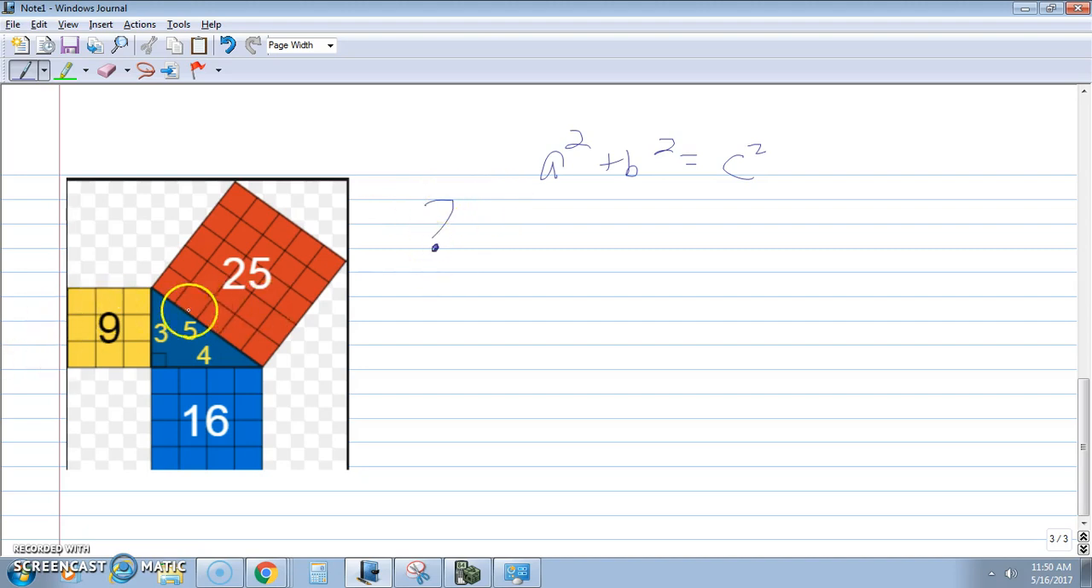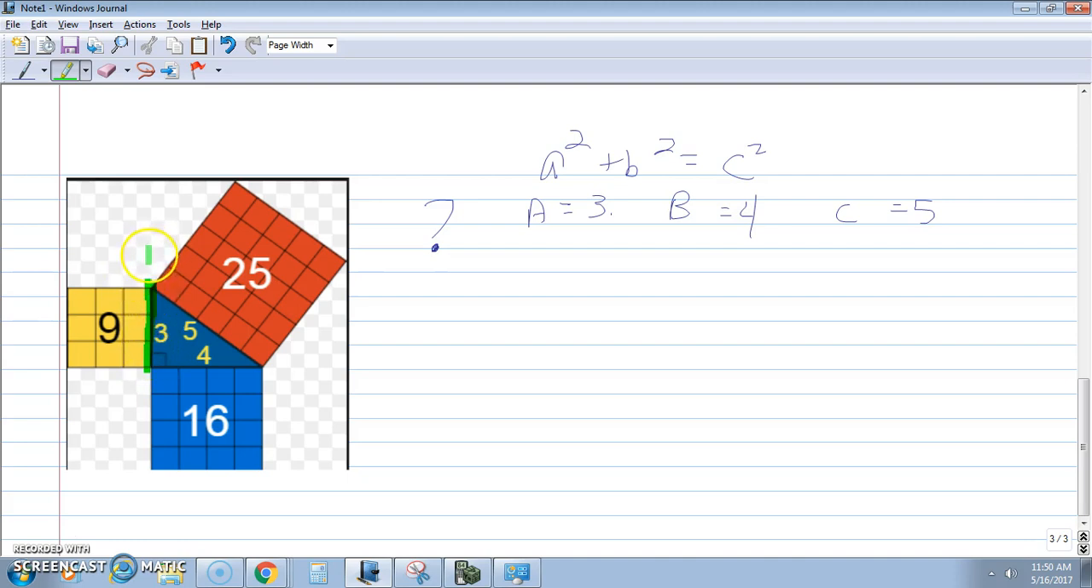Well, look at this triangle over here. If a is 3, and b is 4, c is 5, because a squared is 9, b squared is 16, 9 plus 16 is 25, and the square root of 25 is 5. So the numbers work, but look at this, a is the side of this triangle here, that's 3.